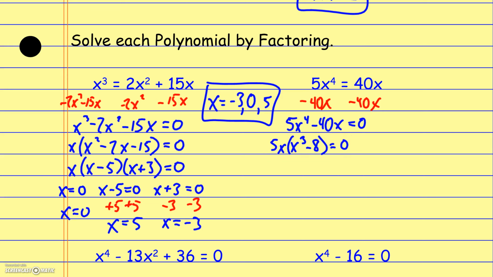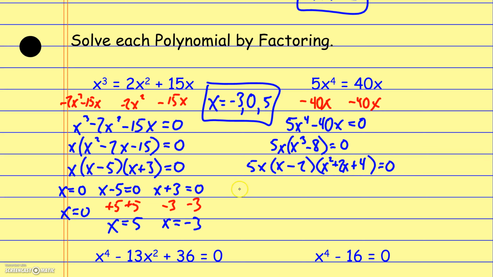I can still factor this thing further. X cubed minus 8 is a difference of cubes, so that's going to factor into a binomial and a trinomial. This is one of my SOAP problems. So same, opposite, always a plus. I take the cube root to get the x and the 2. I square the x and get an x squared. I square the 2 and get a 4. I multiply the x and the 2 and get a 2x.